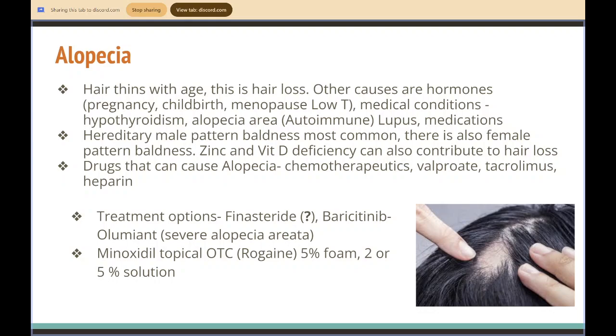So I mentioned earlier that there are drugs that can cause alopecia, and that's chemotherapeutics, valproate, tacrolimus, and heparin. Now, the specific mechanism behind chemotherapy causing hair loss: the turnover and cell division in the hair follicle is high, and therefore we know that anywhere there is high cell turnover, chemotherapy can affect that.